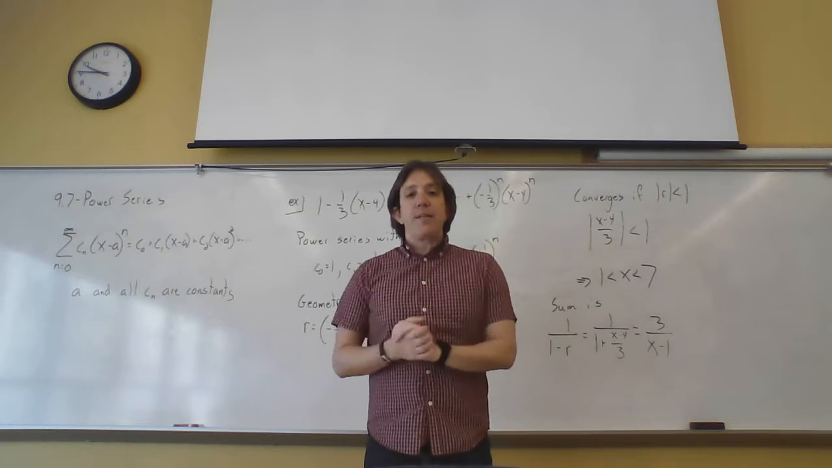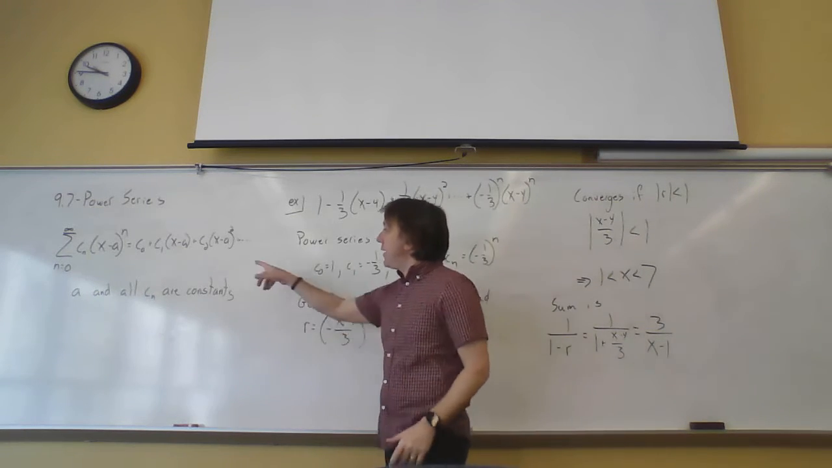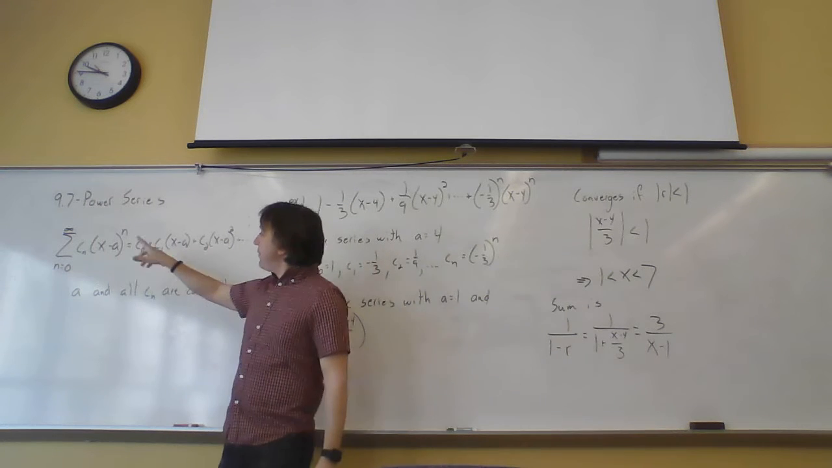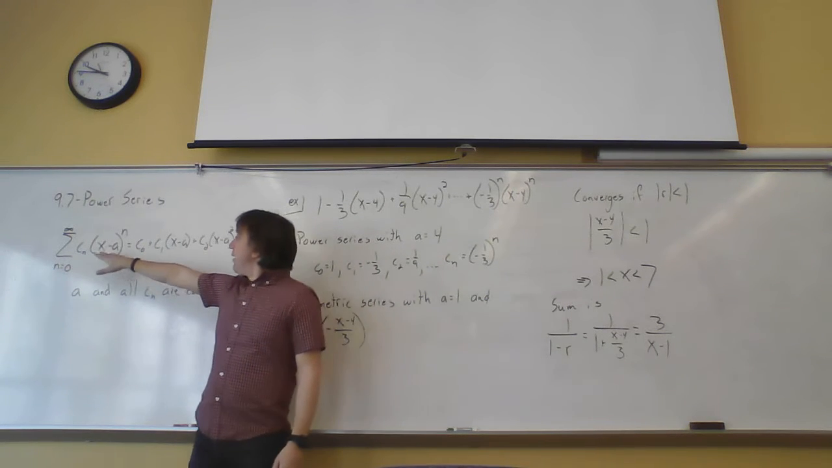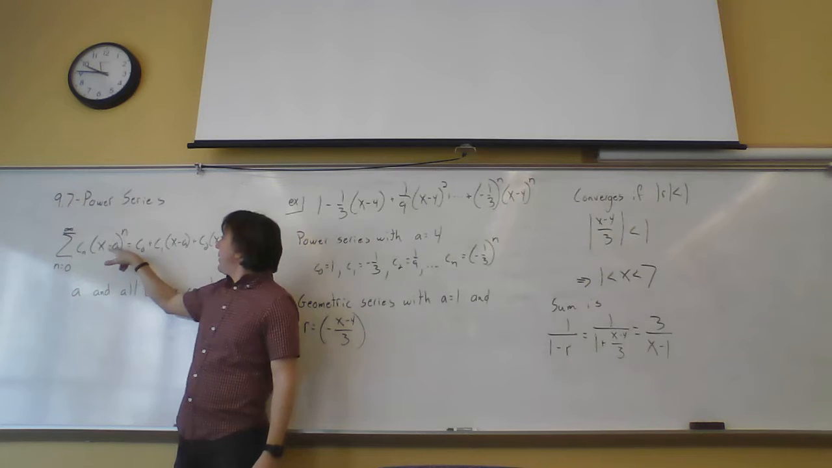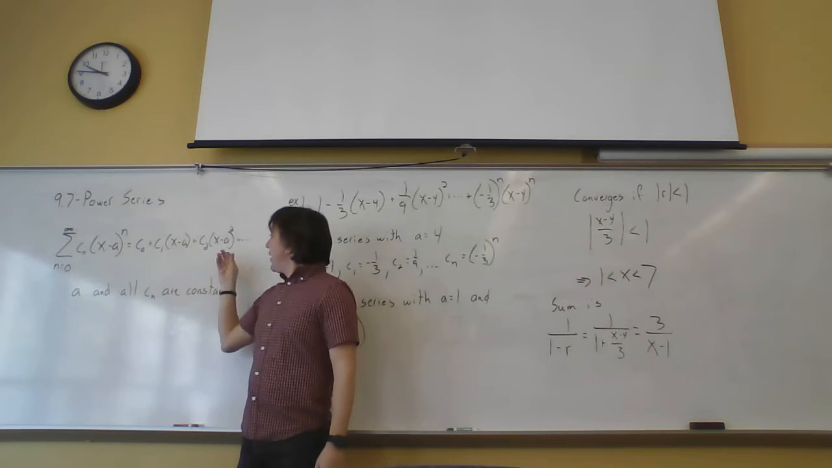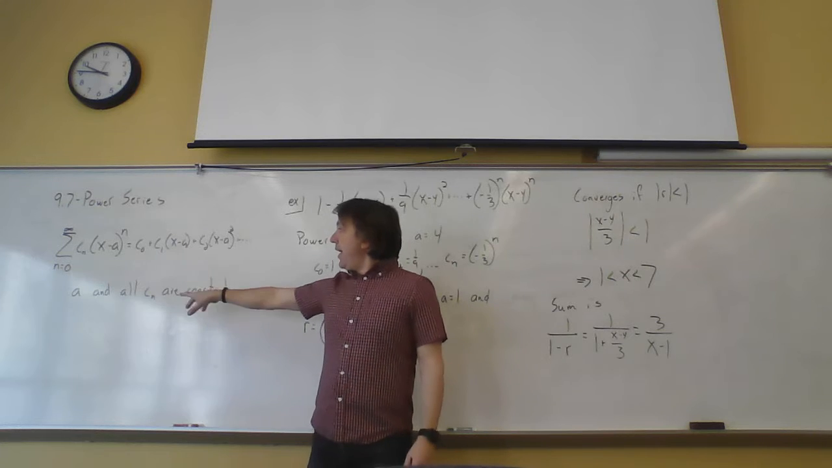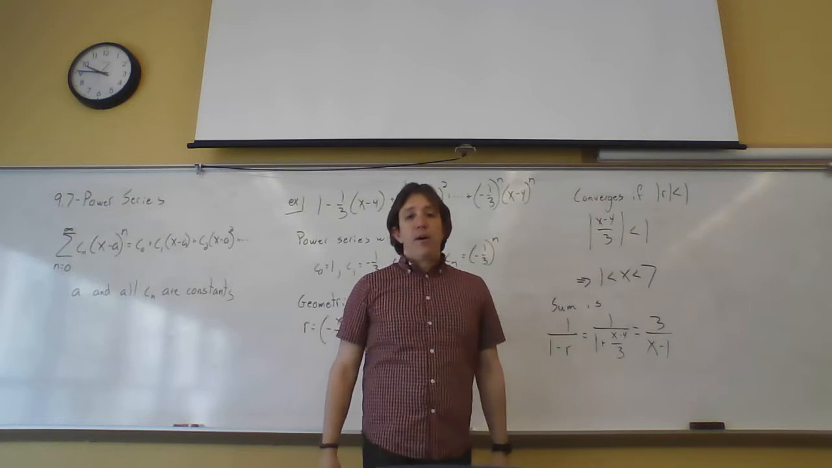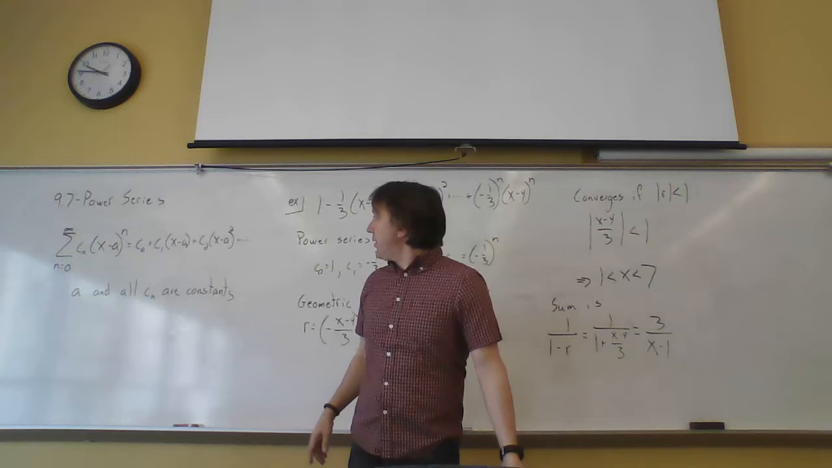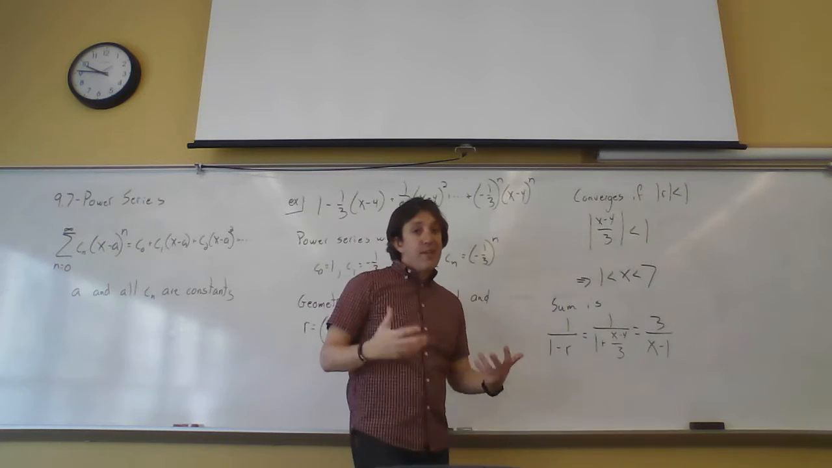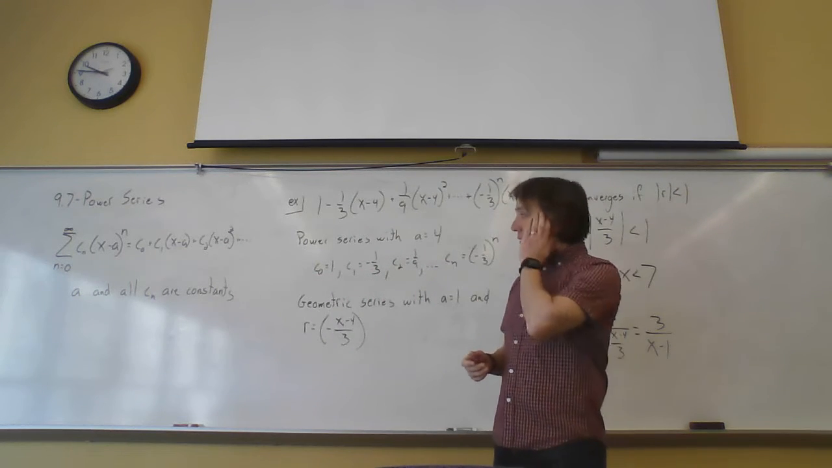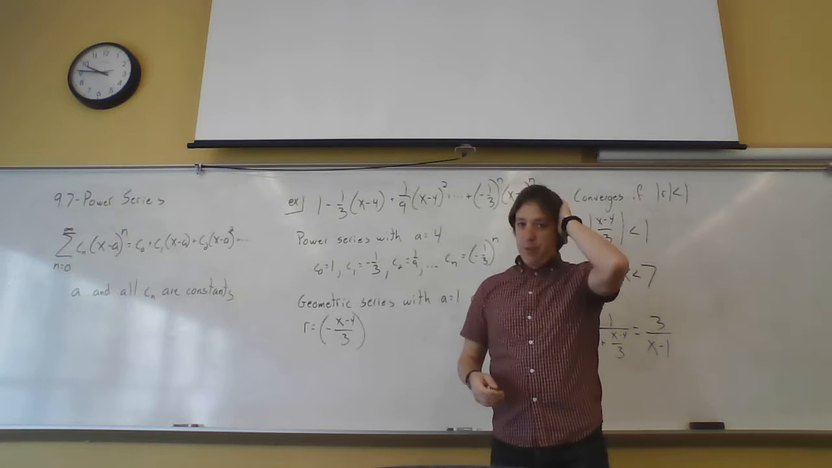So let's get started. A power series is anything of this form: the sum from n equals 0 to infinity of c sub n times (x minus a) to the n. And you can see I wrote out some of that sum. The important thing here is that a and all the c's are constants. Okay, so a is going to be the center of our series, if you will.